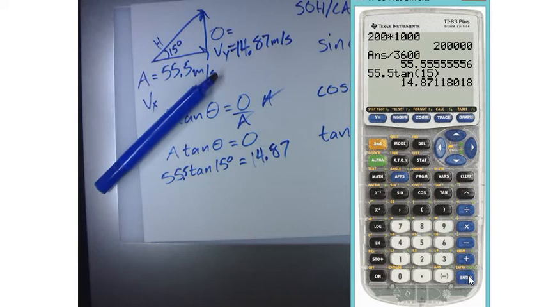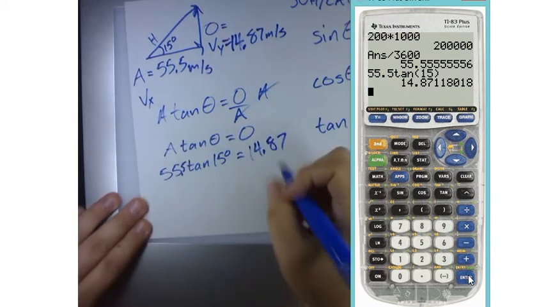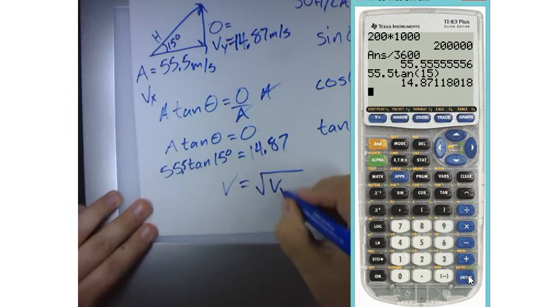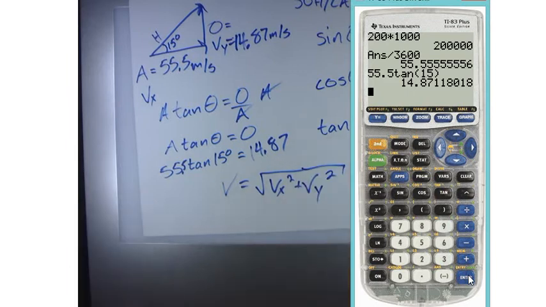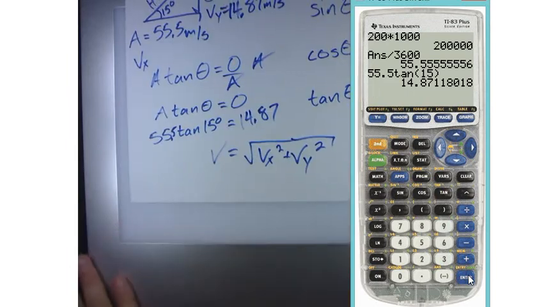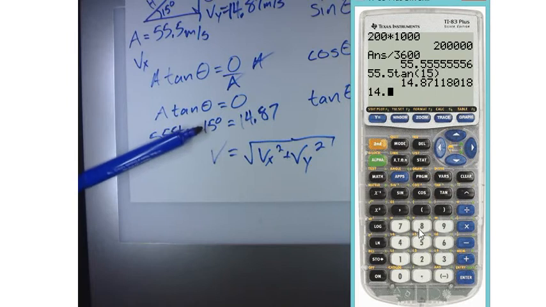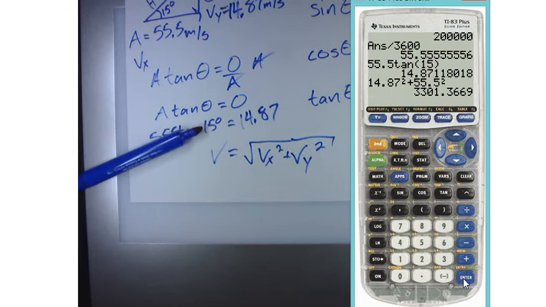That's where the velocity is equal to the square root of V sub x squared plus V sub y squared. That's really just the Pythagorean theorem, right? So now I'm just going to plug those in: 14.87 squared plus 55.5 squared, right? I'll hit that. Now what do I do with that number? Take the square root of that number.